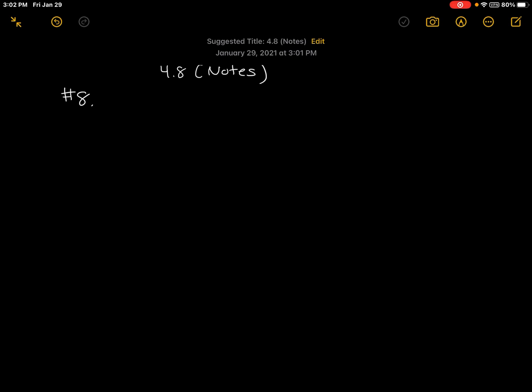So again, we have a ship that leaves port. It travels due west at 45 nautical miles. So here's our port, and it's going to go due west at 45 miles. The ship then changes course south 35 degrees west and travels 60 more nautical miles.